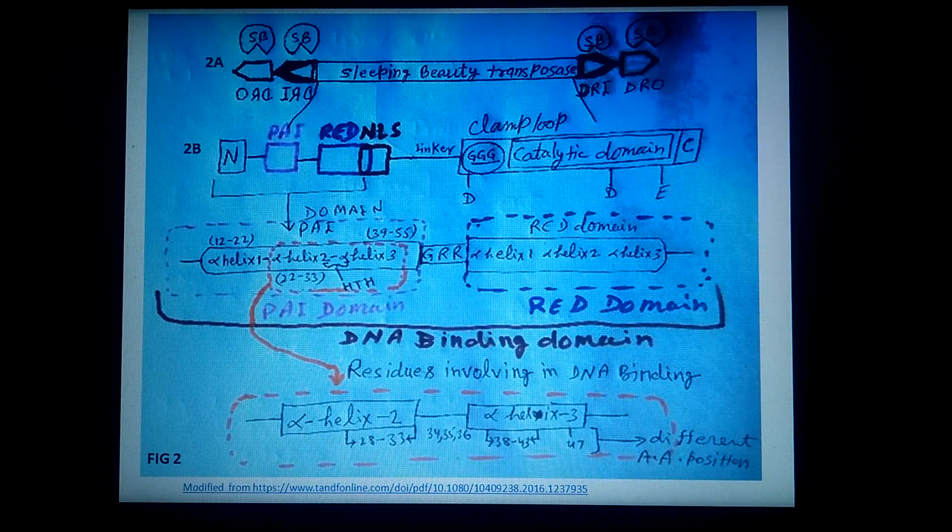So each consists of at least 3 alpha helices, 2 of which form a helix-turn-helix (HTH) found in many DNA binding proteins, similar to other DDE recombinases. The catalytic domain is predicted to have an RNase H-like fold.